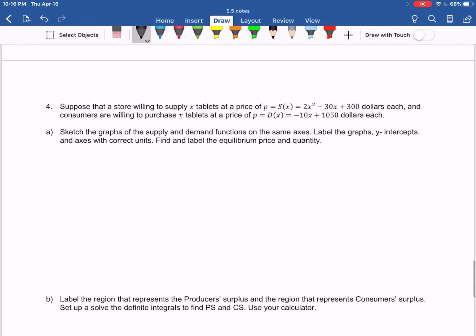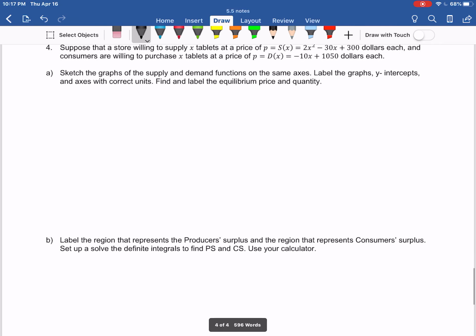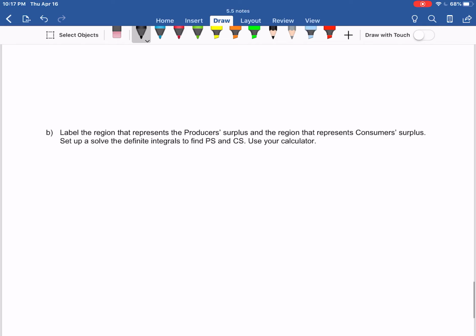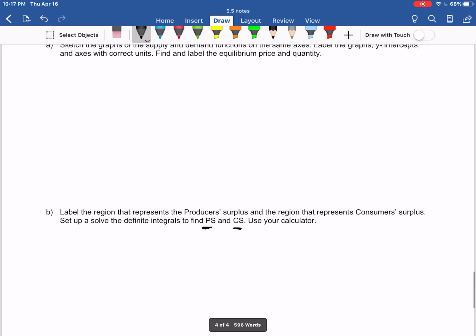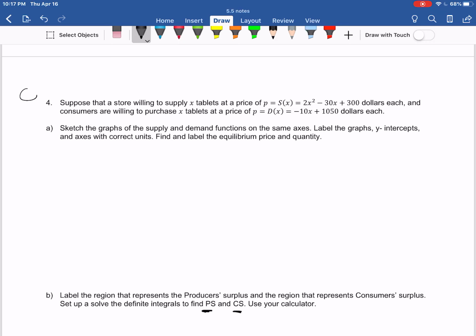Now, example 4 is the last example for this section. It's going to combine both topics into the same problem. So you're going to do everything we've just done for part A. You're going to do the sketch, you're going to do the labeling, you're going to find the equilibrium price and quantity. But then when you get to B, it's actually 2 problems in one because you need to find both producer and consumer surplus. So you're going to show both of those definite integrals. You're going to write out all of the steps. You're going to include all of the details. You're going to give me both of those calculated answers. Those are in dollars this time, just like before. And that is going to be what I would want to see for the quiz over 5.5.